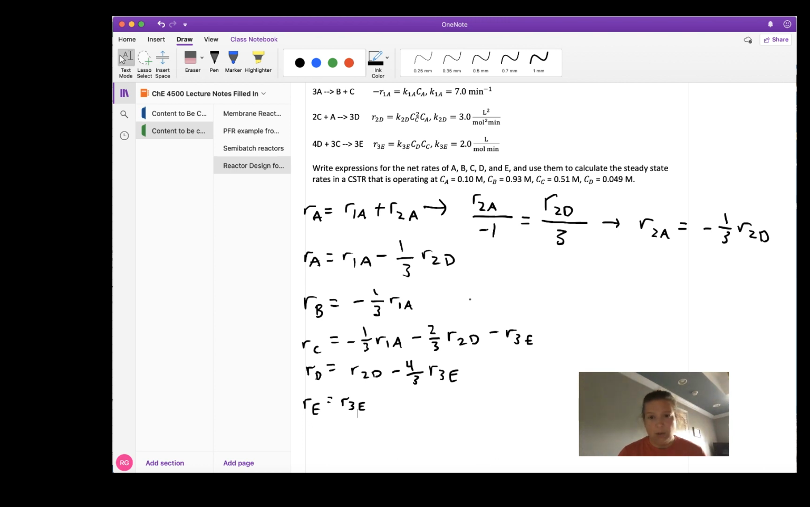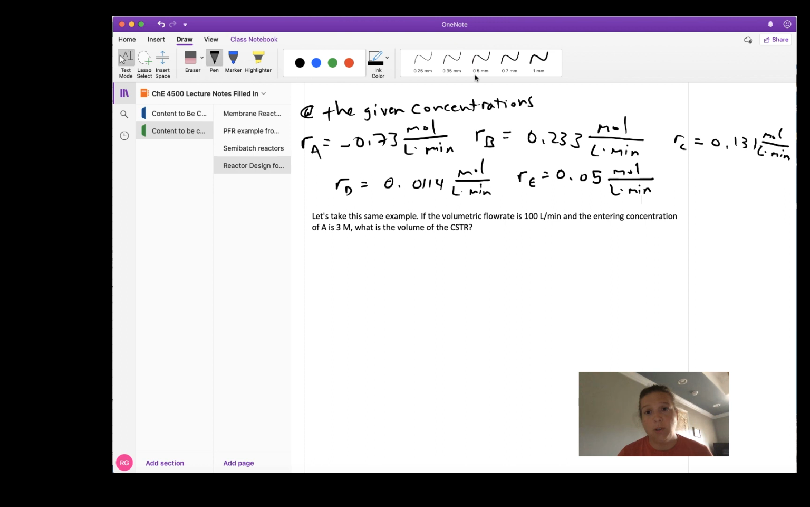The next thing to do would be to solve all of these expressions by inserting these values into the rate expressions. So at the given concentrations, if I substitute those concentrations into the rate expressions, this is what I get. And again, if you got something different than me, then please email me. It's certainly possible that I made an algebra error.